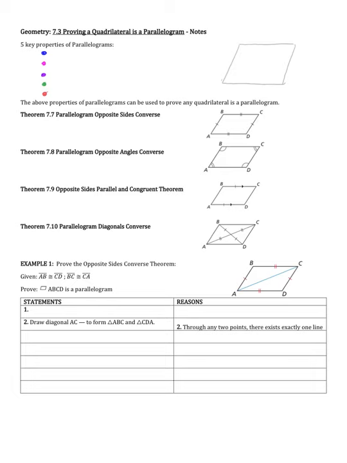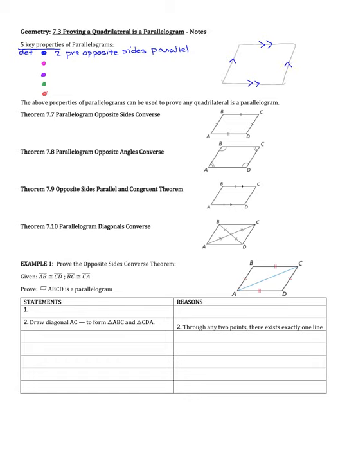So there are 5 key properties of parallelograms. The first one is the definition, which is that you have 2 pairs of opposite sides that are parallel. Thus, we call it a parallelogram. All right, so that's our blue. So that means this is parallel to that. That is parallel to that.